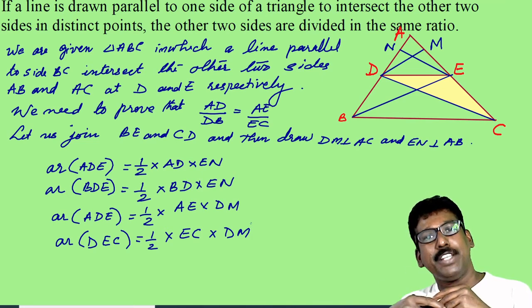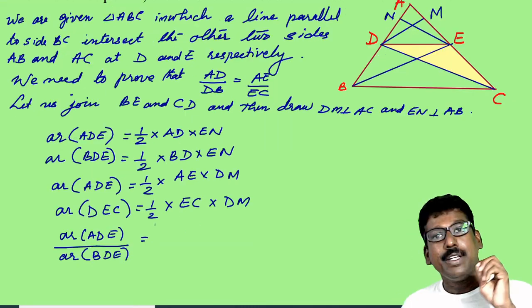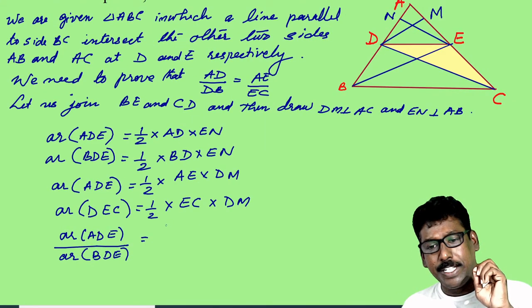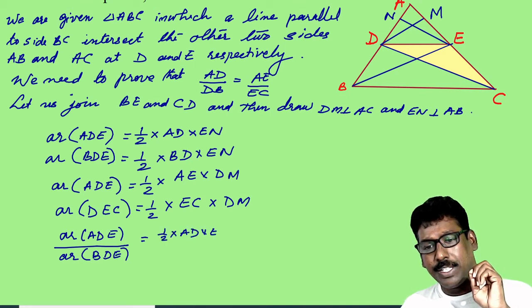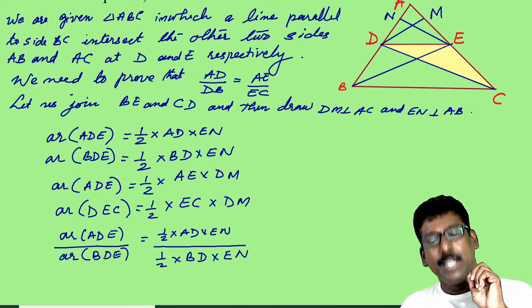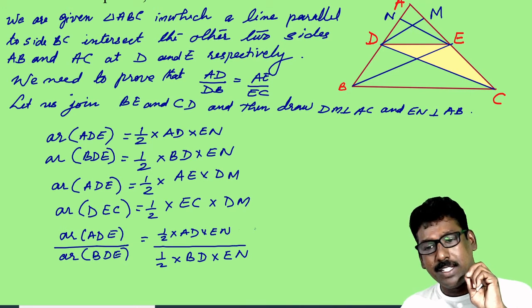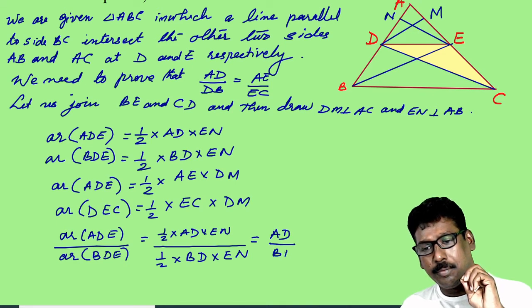Now let me find out the ratio of the first two, that is area of ADE by area of BDE. What will you get? Area of ADE by area of BDE is equal to half into AD into EN divided by half into BD into EN. Here half can be cancelled, EN and EN can be cancelled. So the remaining is AD by BD.